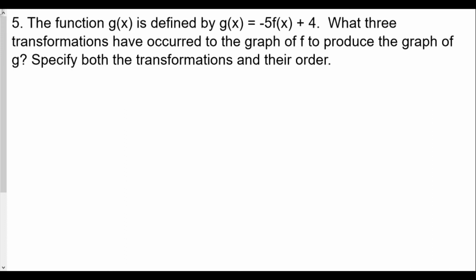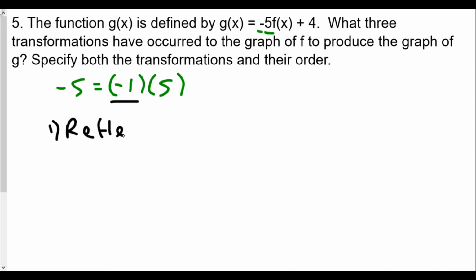The very first thing we see, we use order of operations. So we see -5 multiplying. In this case, when we see -5, really that's the same as -1 times 5. This first number, -1, is multiplying the function, because again, order of operations, multiplication before addition. So -1 means first a reflection in the x-axis.